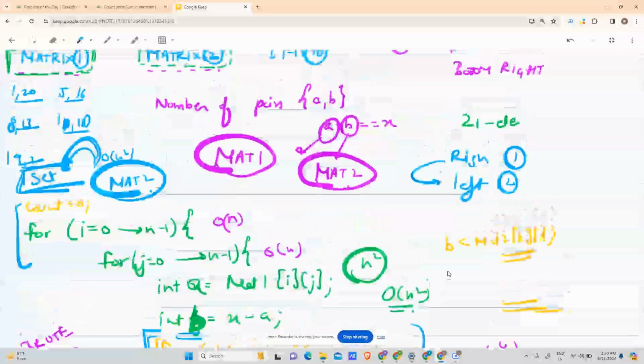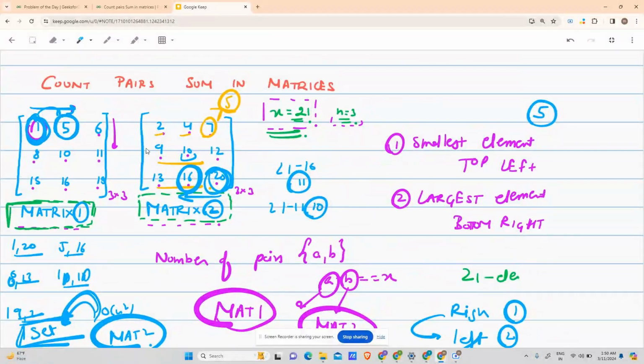So what I'm saying is, I'm increasing the first term, that is, the a term here. So I will have to decrease the b term, right? And that is my whole algorithm. So I will be standing here in the first matrix, and here in the second matrix. That is the top left, that is the smallest element. That is why I wrote them explicitly, right?